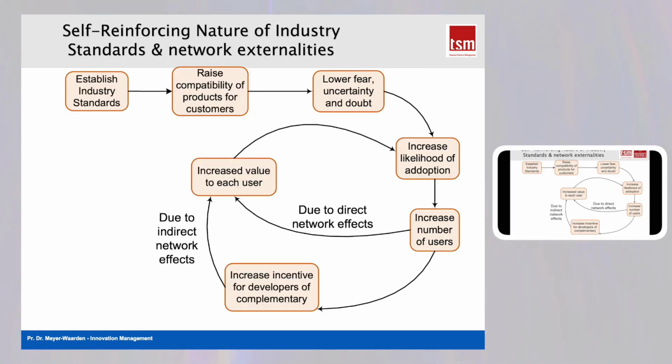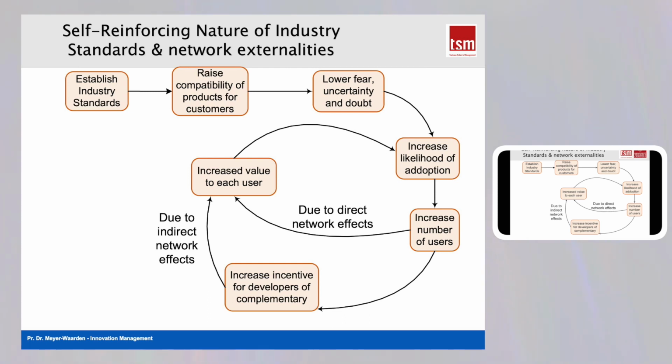Again, to illustrate that, you can see here the self-reinforcing nature of industry standards and network externalities. By establishing industry standards and by raising the compatibility of products for customers, the brand reduces fear, uncertainty and doubt. This increases the likelihood of adoption of the technology or the app. This increases the number of users. And we have then a direct network effect, because as the number of users increases, the value to each user also increases due to direct network effects.